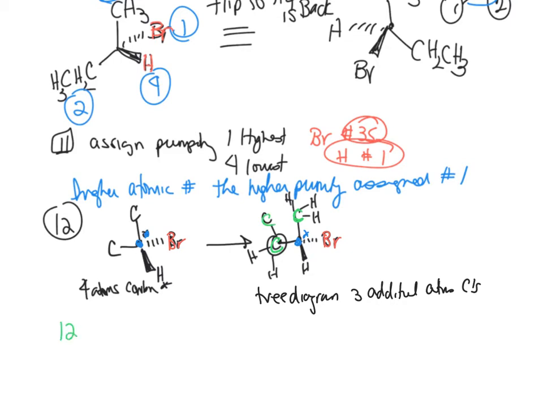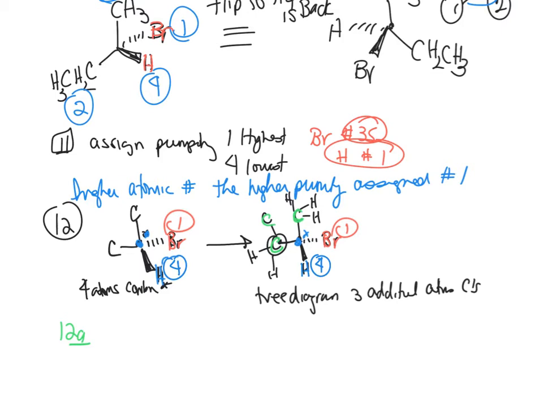All right, so 12A. The 4 atoms connected to the chiral carbon are drawn on the left. Label the highest priority group 1 and the lowest priority group 4. So we make bromine 1, and the hydrogen, the lowest priority, is 4. Okay, so it's to label the highest priority group 1 and the lowest priority group 4.